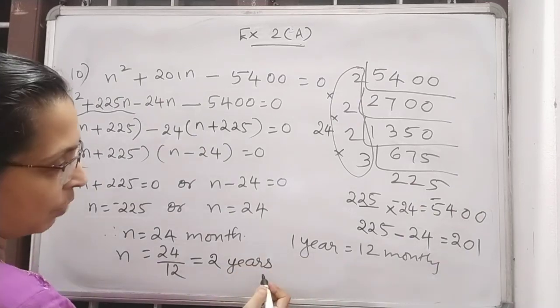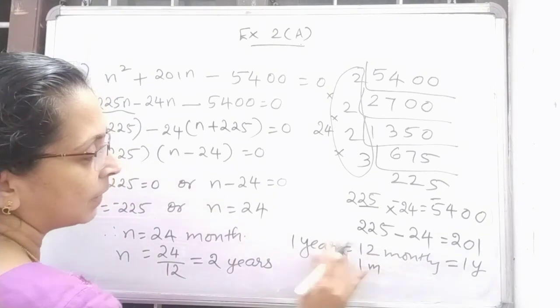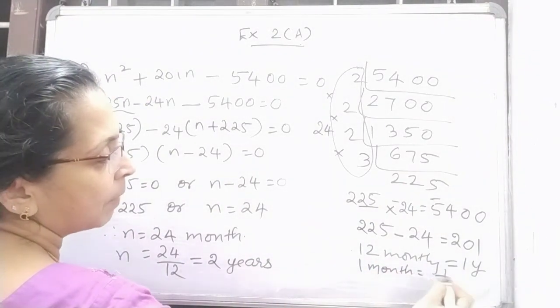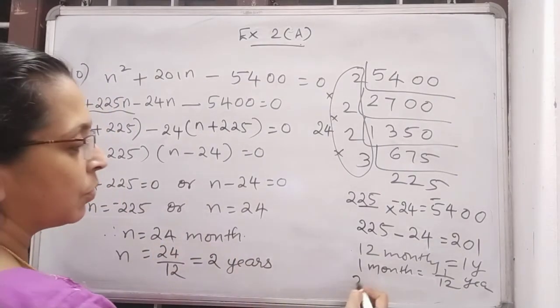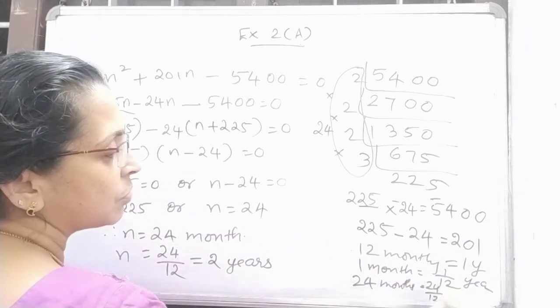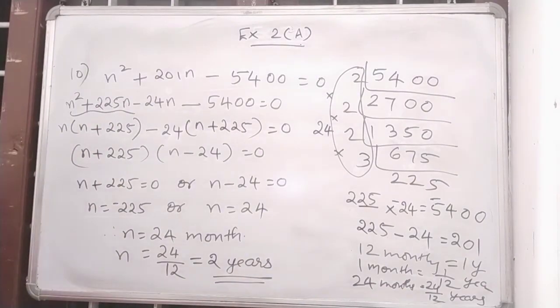1 year is equal to 12 months. That means 12 months is equal to 1 year. Therefore 1 month is equal to 1 by 12 years. So we have to find out 24 months. 24 months is equal to 24 divided by 12 years. That is equal to 2 years. Okay. Thank you.